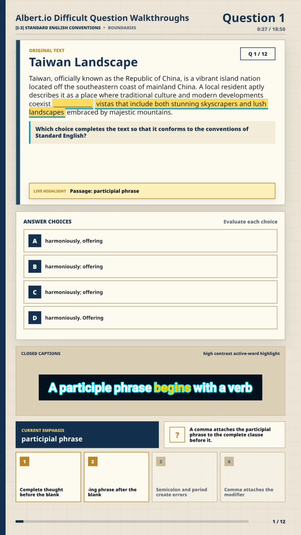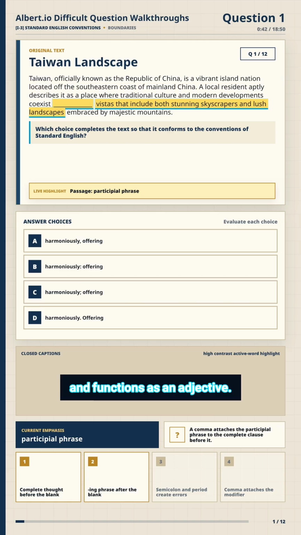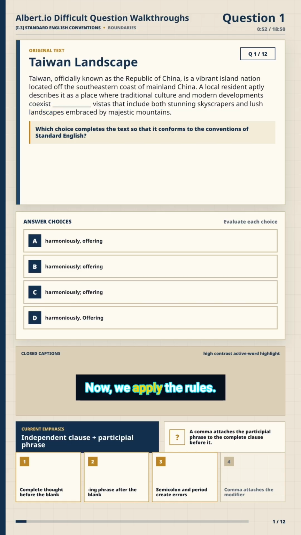A participle phrase begins with a verb ending in -ing or -ed and functions as an adjective. It modifies something in the main clause. It is not an independent clause because it has no subject. Offering here is not a finite verb, it's a participle. Now we apply the rules.